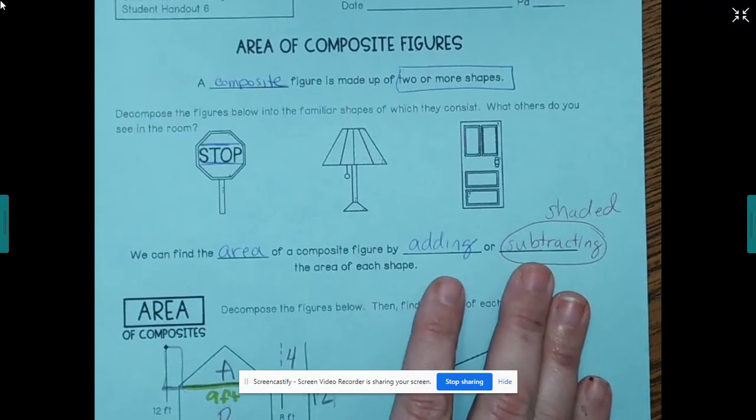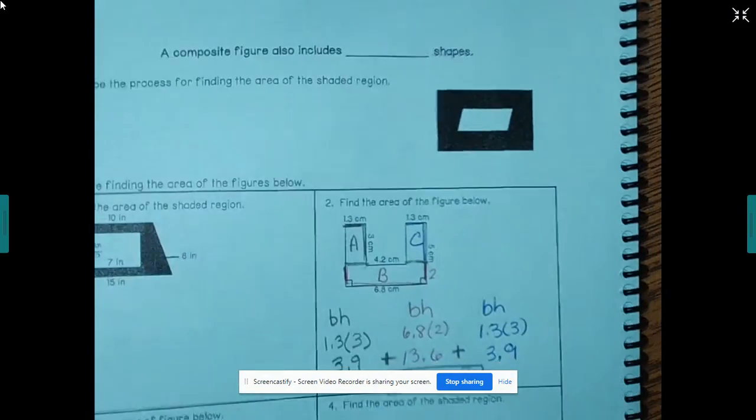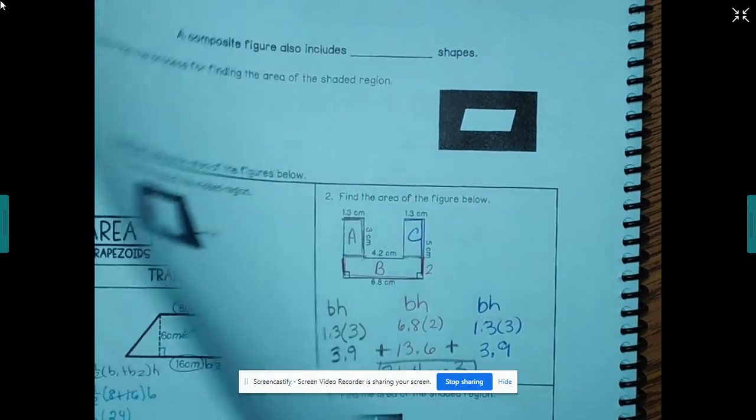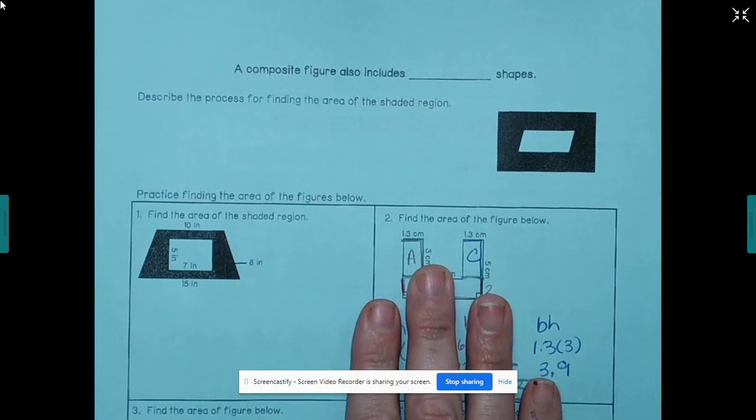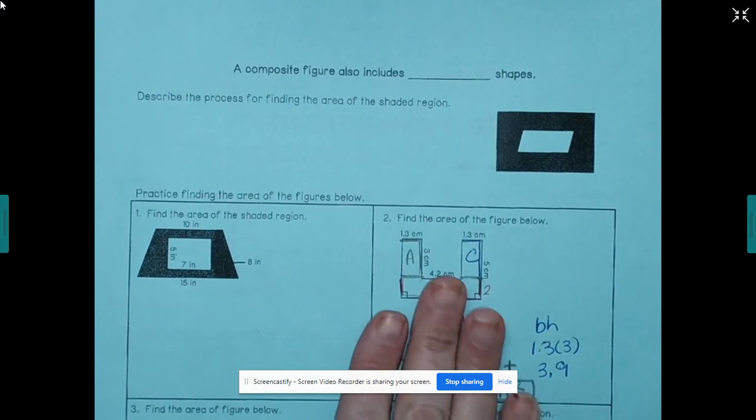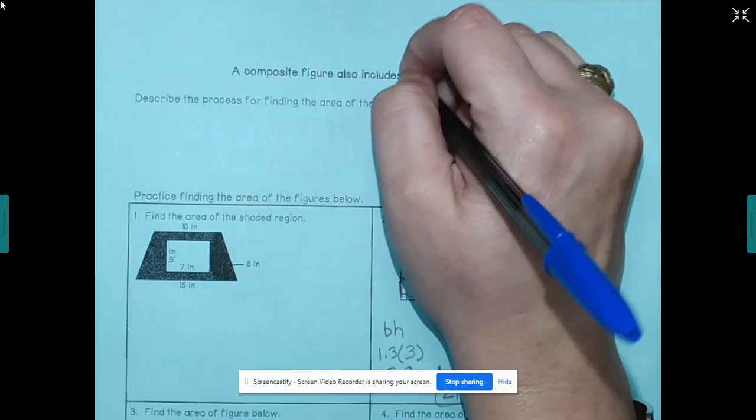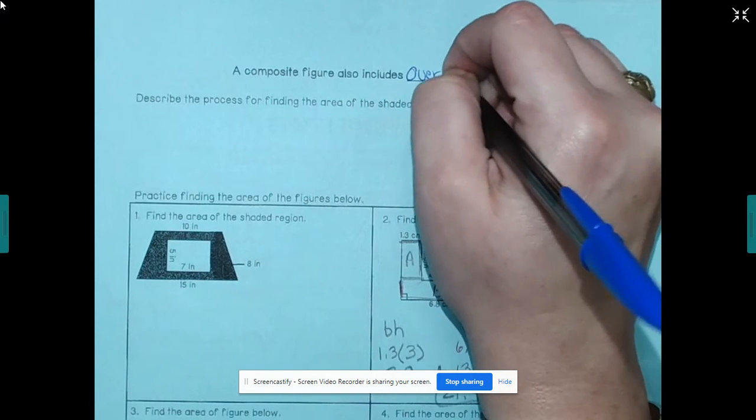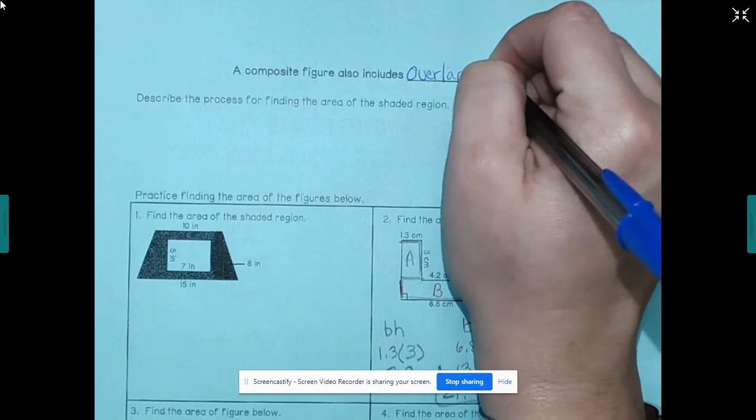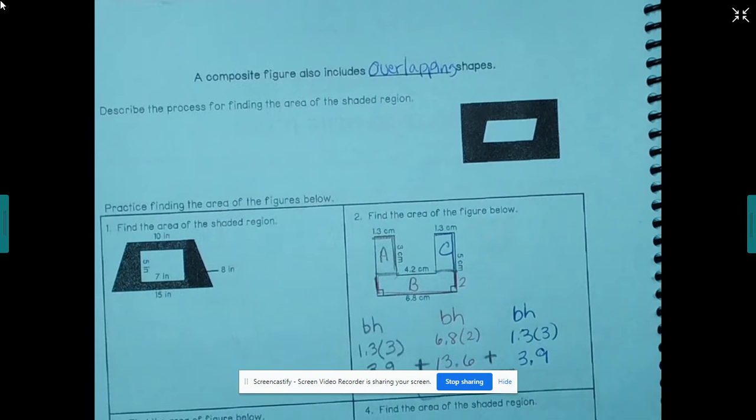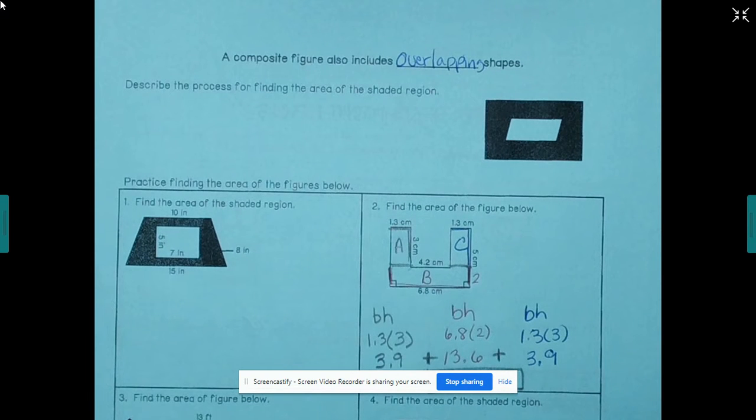Last time we did the adding ones. Today we're going to talk about when to subtract. We're on page 69 in our book. We started on this side, but we need to finish up. It says a composite figure also includes overlapping shapes, things that are inside each other.